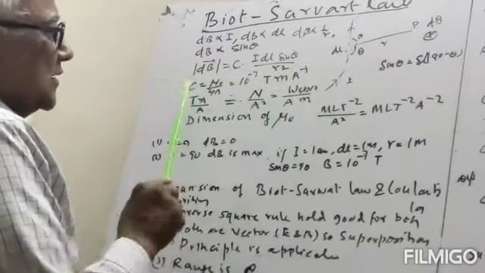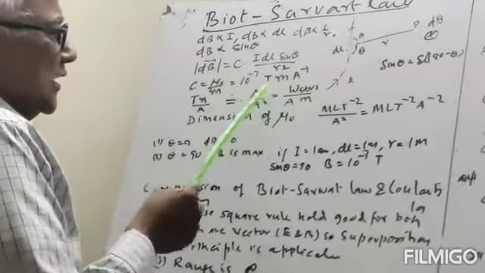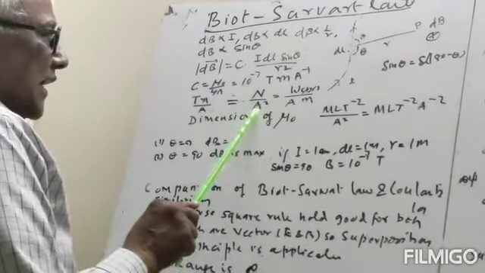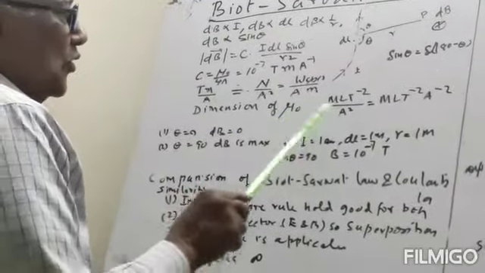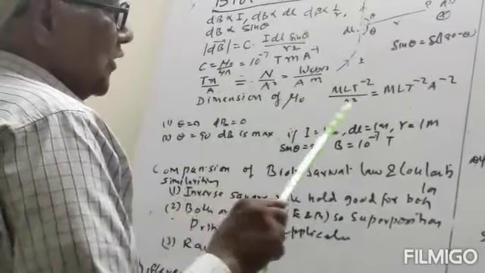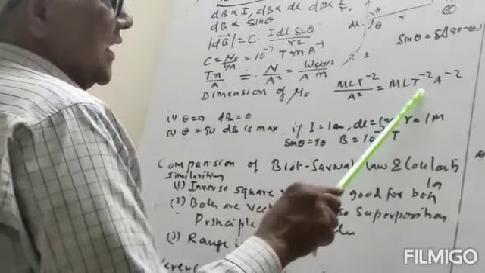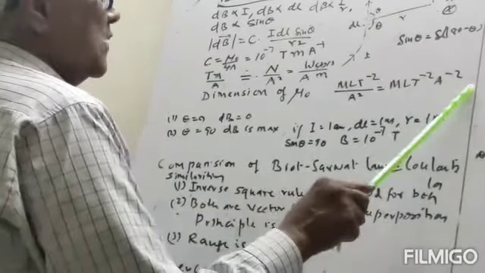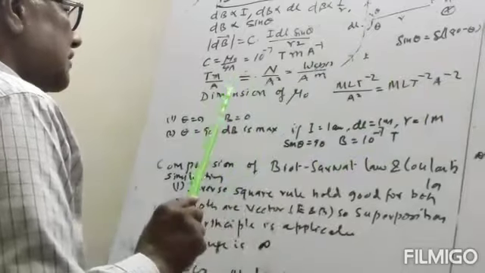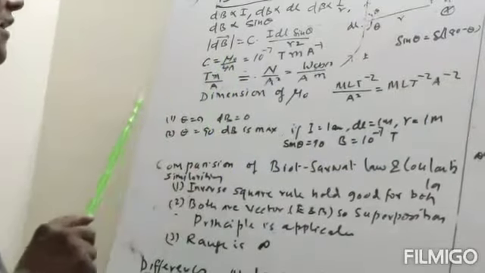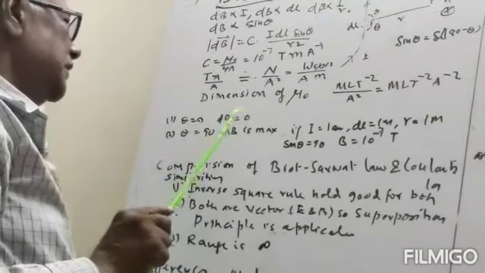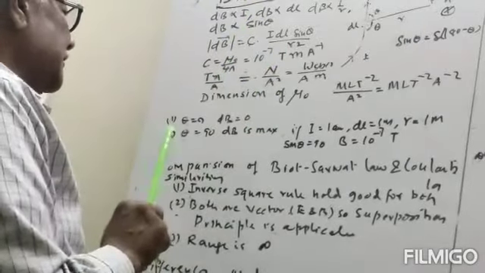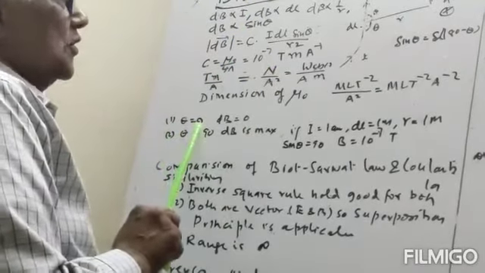And what will be the dimension? Taking the newton, its dimension is MLT minus 2, and current is ampere square. So the dimension of mu 0 will be equal to MLT minus 2 A minus 2. This will be the dimension of the permeability of the medium.